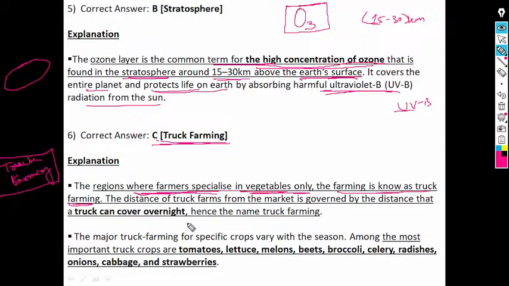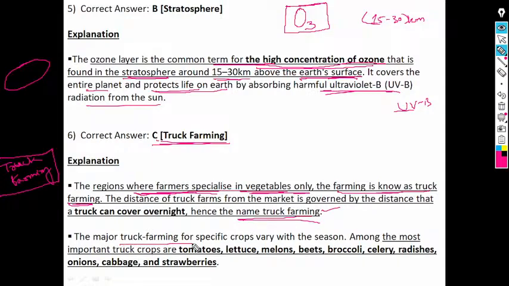The distance of truck farms from the market is governed by the distance that a truck can cover overnight. Hence the name truck farming.